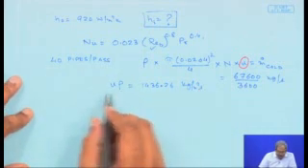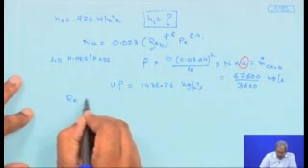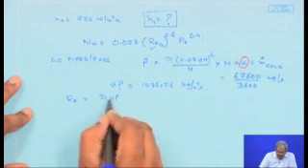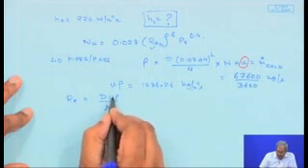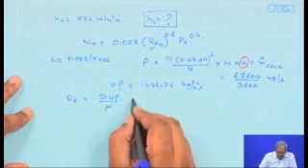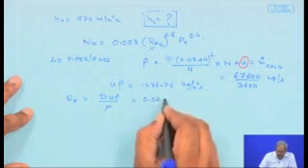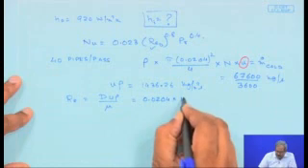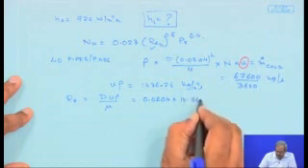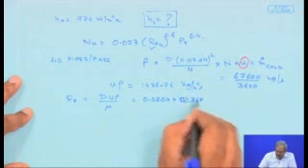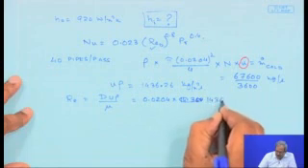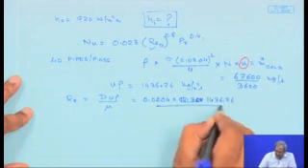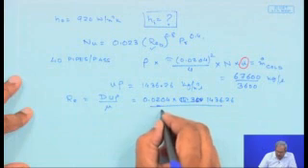Why am I keeping it as u rho? Since my Reynolds number is going to be d u rho by mu. So, I already know the value of u rho, the value for d, and the viscosity of the crude oil.